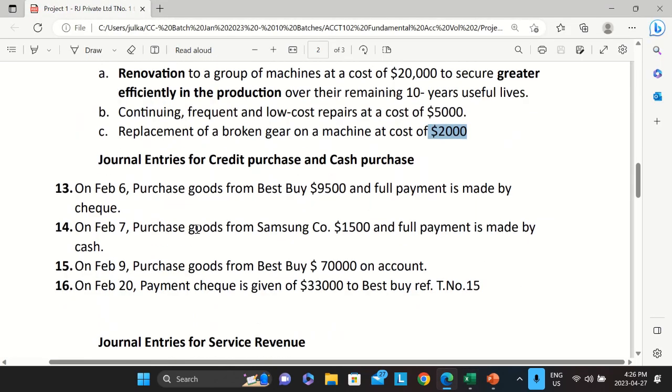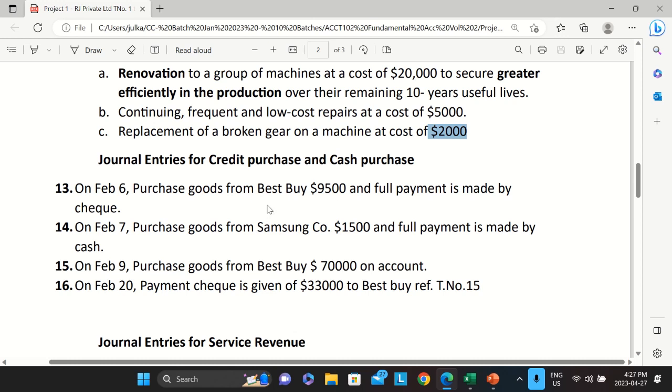Now we come to the 13th transaction on February 6. Purchase goods from Best Buy 9,500, and the full payment is made by check. So it means now we are going to buy some goods. What is the meaning of goods here? Goods mean all the commodities, all the items that you buy for selling. For RT Private Limited company, they are buying some electronic items. So maybe the laptop, maybe TV, maybe computer, maybe mouse or a keyboard set, or maybe headphone or Bluetooth, right? These are the electronic items that RT company is buying from the Best Buy for selling purpose. This is known as goods, right?